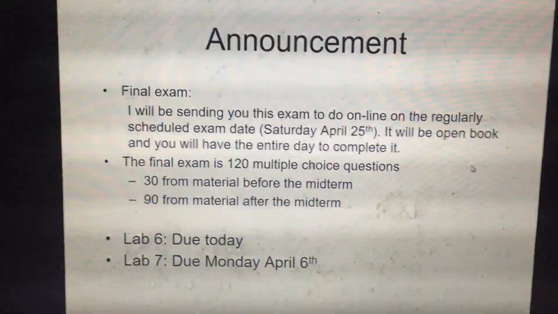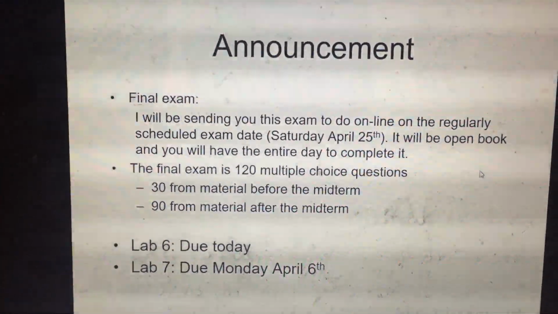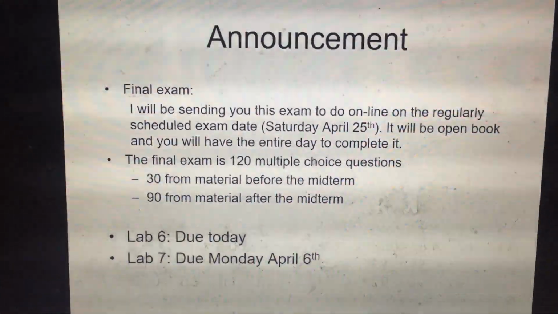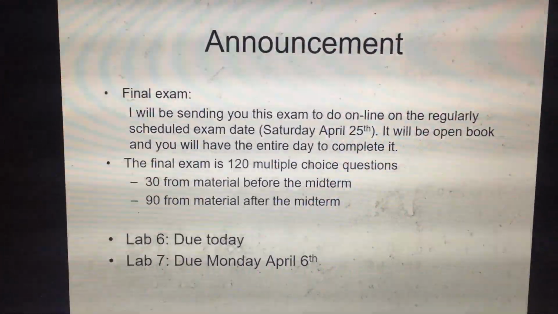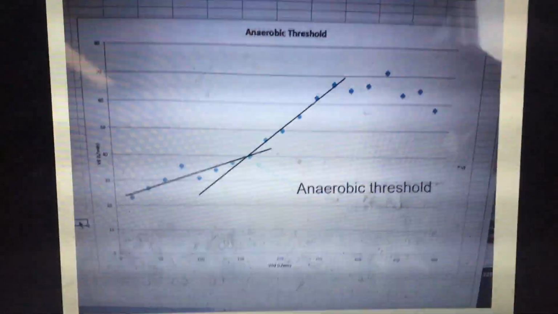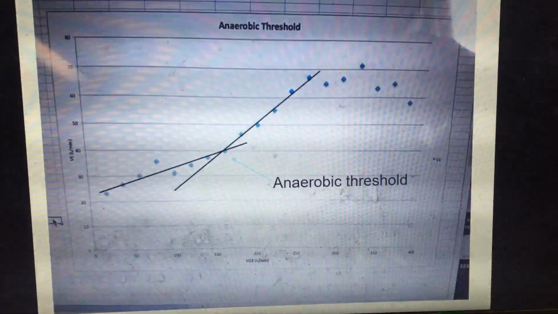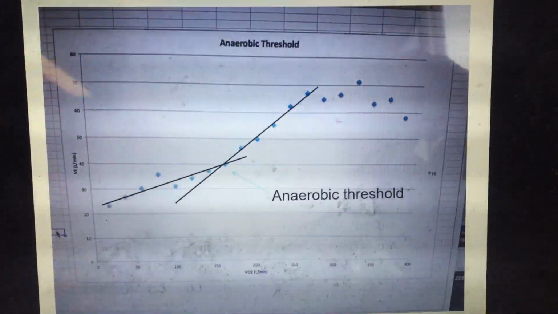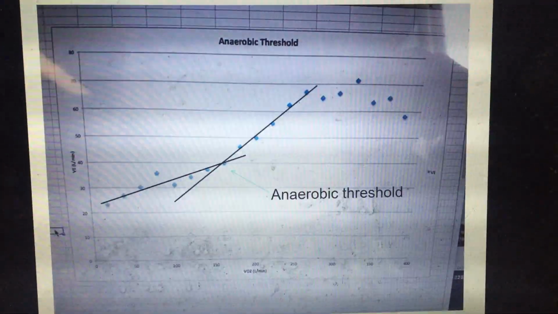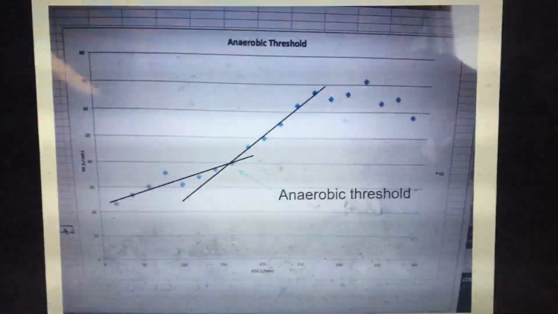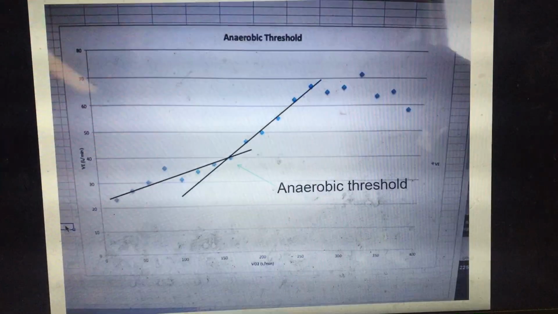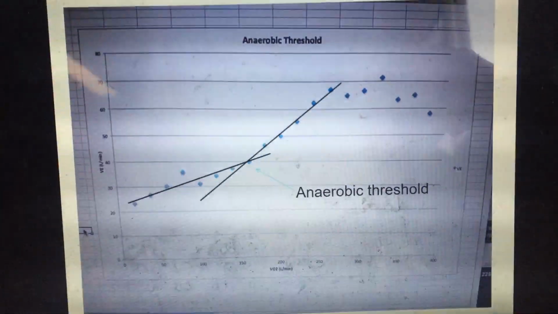Your Lab 6 is due today, so try to get that in on the Blackboard system. And your Lab 7 is due next week, so April 6th. With regards to your next lab, Lab 7, you're going to have to determine the anaerobic threshold, probably from data that Vanessa and Doug are going to supply you. And these are some tips on how to plot your data to determine your anaerobic threshold.